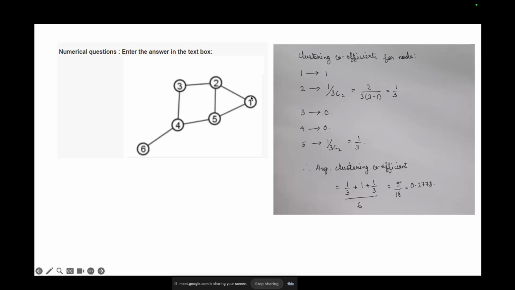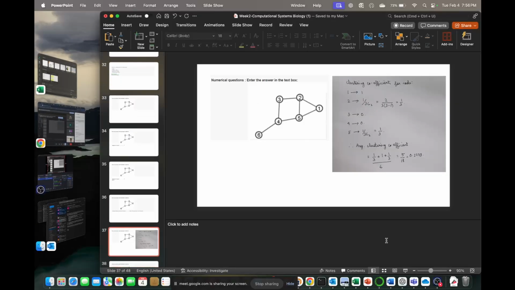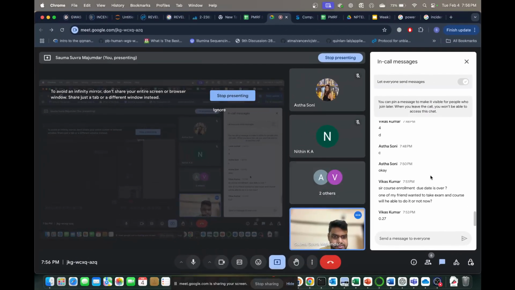For 5, there is one connected component. This is like 1 to 5, this one again. 1 by, again, 3C2 because there are 3 nodes connected to 5 and the total number of possible connections are 3C2. So 1 by 3C2. Now node number 1 has clustering coefficient 1, node number 2 has 1/3, node number 5 has 1/3 again. Now you do an average, 1 plus 1/3 plus 1/3 divided by the total number of nodes, which is 6. I have not considered 6, 6 is 0 as well. So divided by 6, which is 5 by 18, which is around 0.27. So yeah, someone I think wrote the answer correctly. So yeah, it's right.